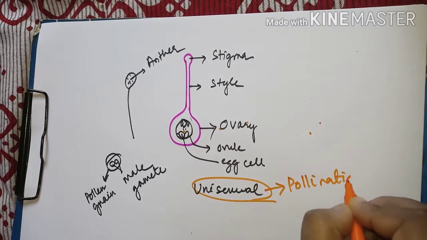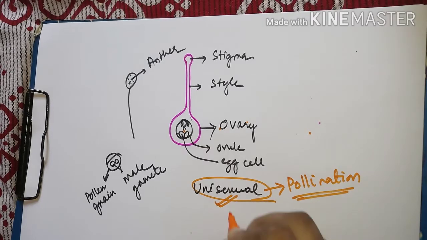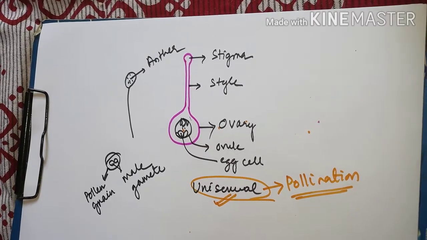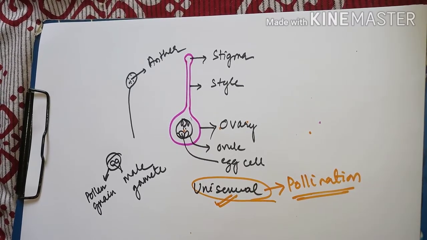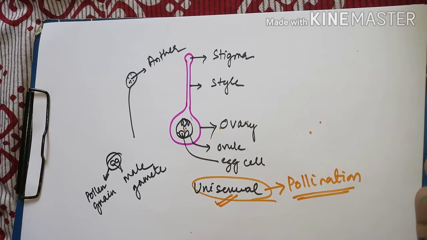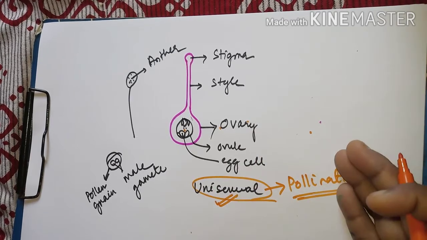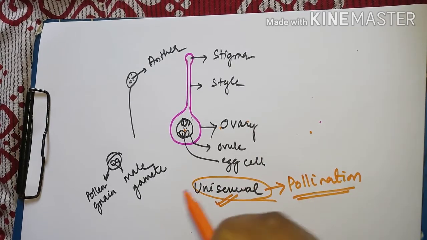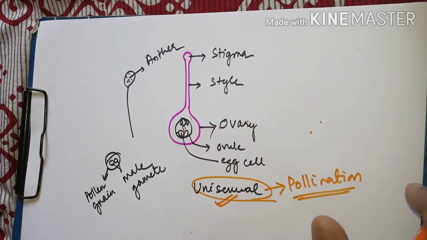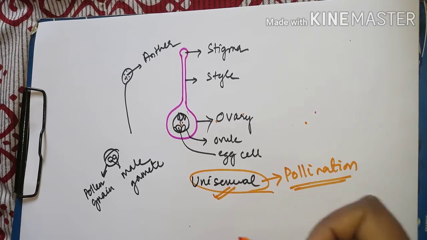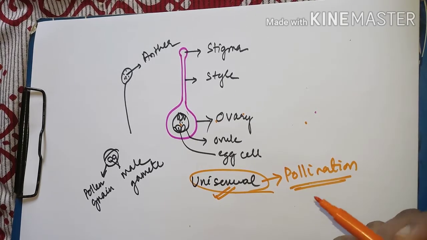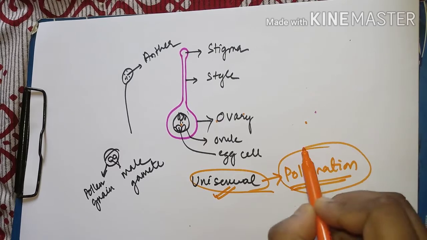Pollination is an important characteristic of unisexual flowers, because they are not self-fertilizing, while bisexual flowers are self-fertilizing. They have their own stamen, their own pollen grains are produced, and the pollen grains carry their male germ cells, and these male germ cells enter their own stigma and fertilize the egg cell. But in case of unisexual flowers, this is not possible. They are not self-fertilizing, hence they carry out a phenomenon which is known as pollination.